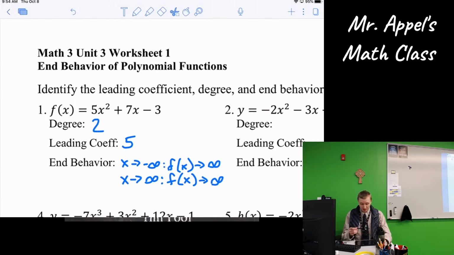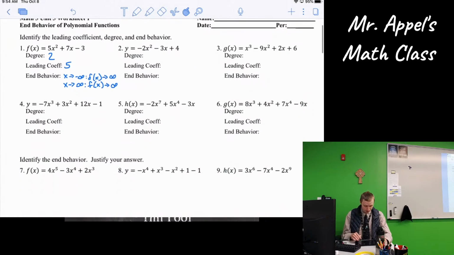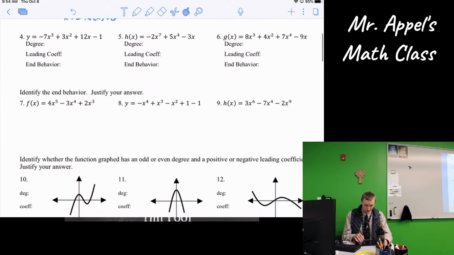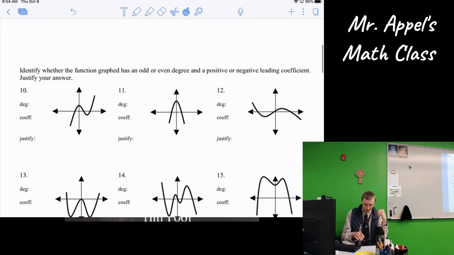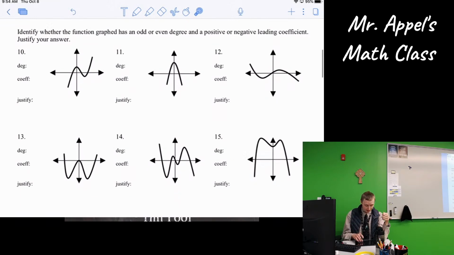All right, and those 3 concepts are going to be the majority of your work here on this page: lead coefficient, degree, and behavior. Here again, identify the end behavior, justify your answer. That's where you would explain, oh, I know it's this because the coefficient is this sign, the power is odd or even. That's your explanation. And then we go graphically. All right, same idea.